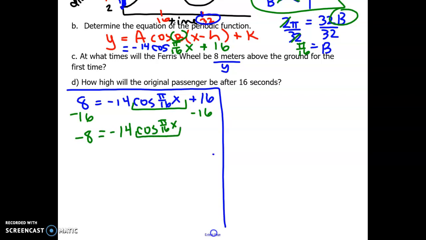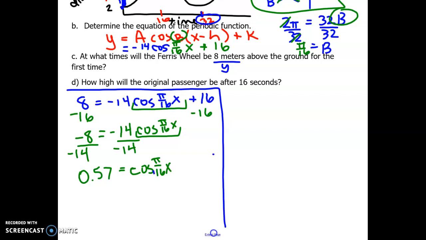So again, I'm still trying to get that cos by itself. So now what can I move? Divide it by the minus 14. So negative 8 divided by negative 14 is 0.57. And that's going to equal cos of pi over 16x.